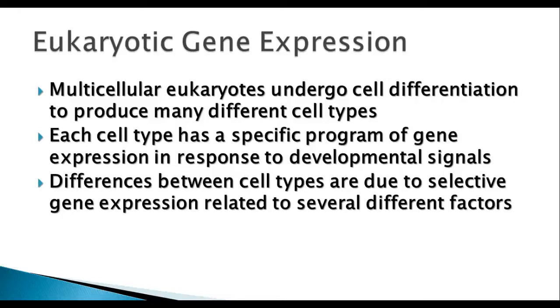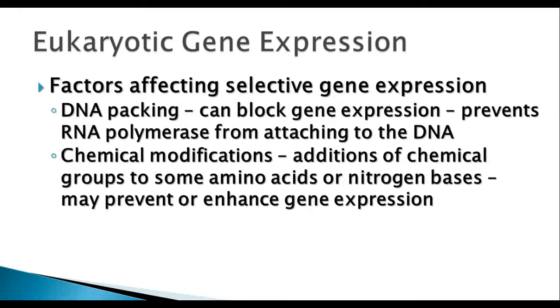It's a much more complex process in eukaryotes than it is in prokaryotes like E. coli. There are a number of factors that can affect this selective gene expression. One factor is called DNA packing. If the DNA is tightly wound up, it's going to block gene expression because the RNA polymerase is not going to be able to attach to the DNA, because there's not going to be an open space for it to be attached there.